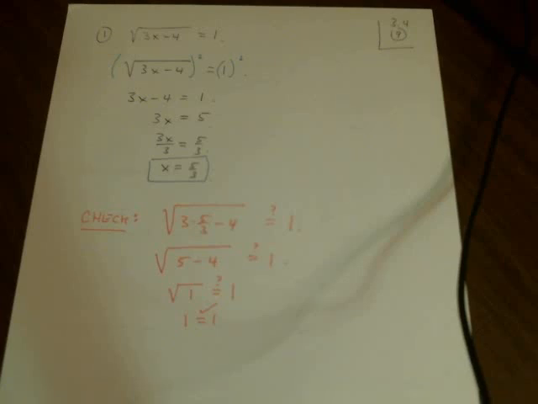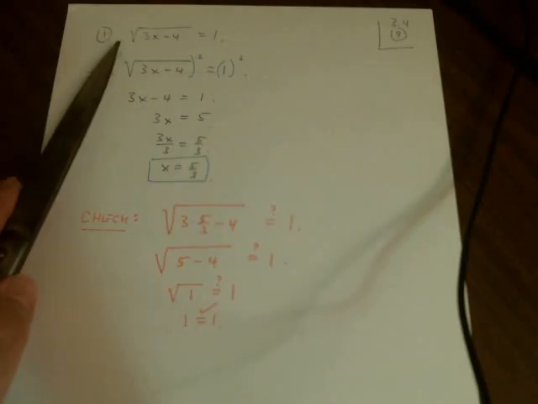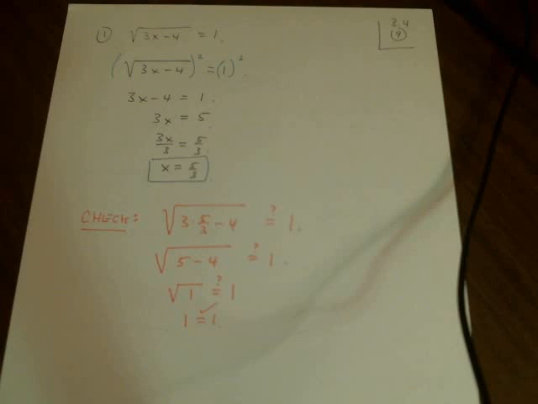Okay, so this is the second topic for section 3.4, which is solving equations that have radical expressions in them. This first example, number one, I chose because it has the simplest situation of a radical equaling a plain number. So the problem is the square root of 3x minus 4 equaling 1.